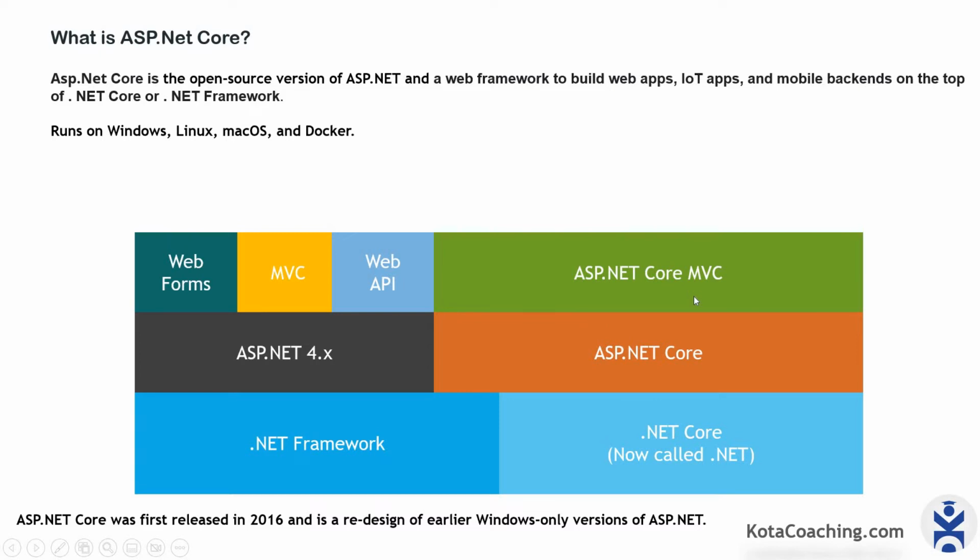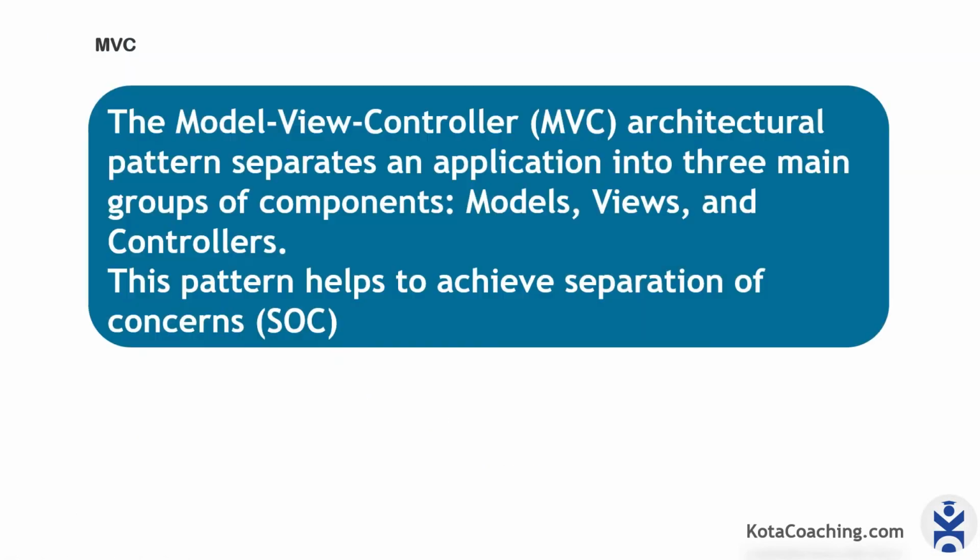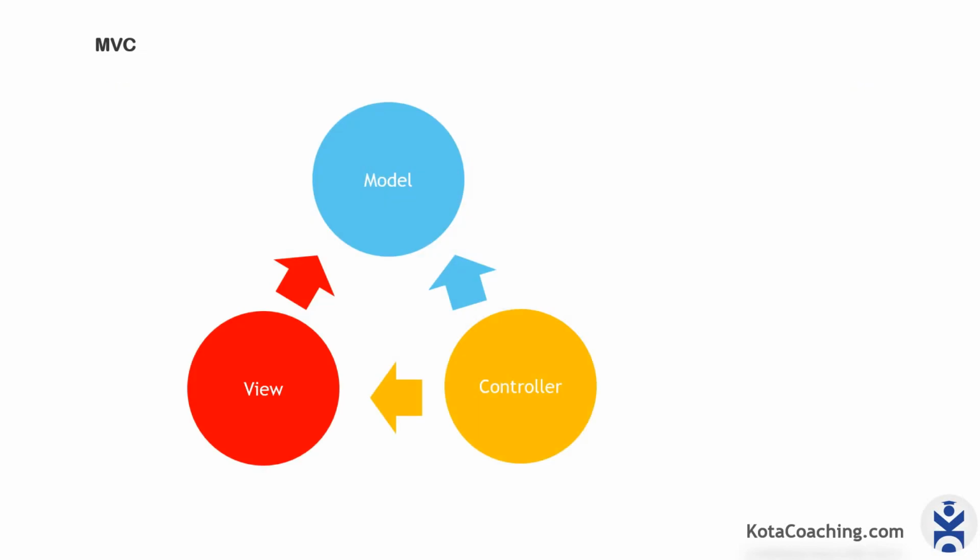First we need to understand what is the MVC. MVC is model view controller. That is the architectural pattern that separates an application into three main groups of components: models, views and controllers. This pattern helps to achieve separation of concerns. It means your application is divided up into three different groups: model, view, controller. Here in the diagram you can see model, view and controller.